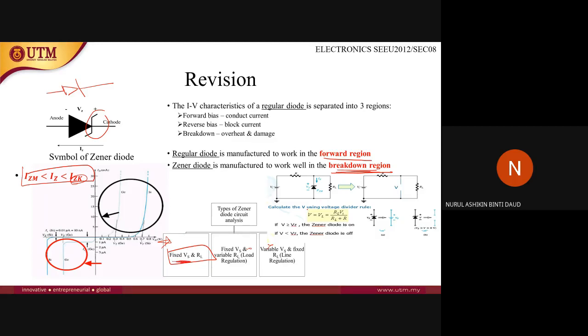So for the Zener, here is the important formula for you to determine if the Zener works or not. No, the formula will be given in your test. It's very kind of the teachers to give you the formula, so you don't have to remember it. But you need to know how to tell whether the Zener is on or off. If V is more than VZ, it means that the Zener is on. If the value of V is less than VZ, it means that the Zener is off.